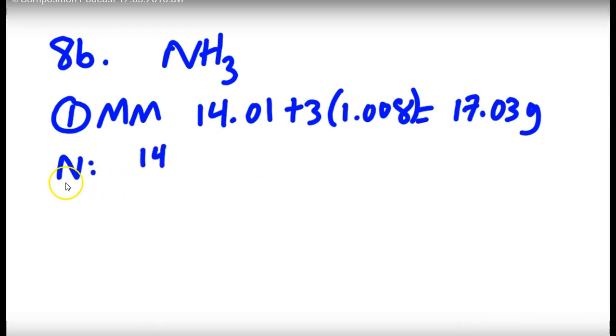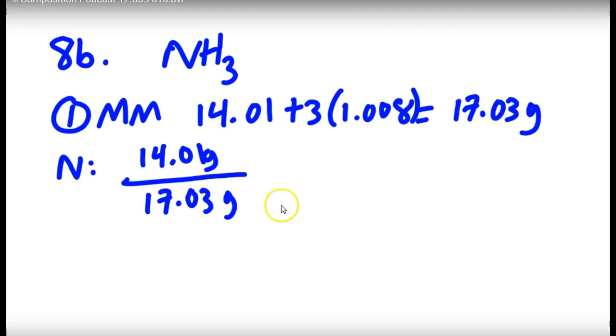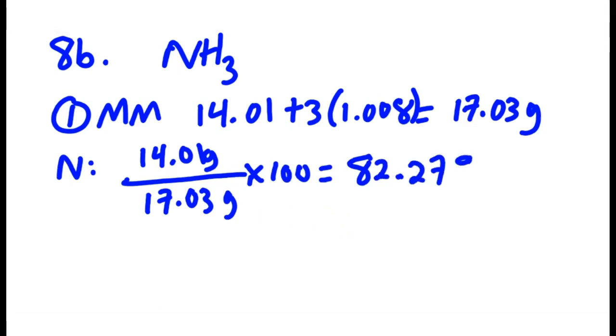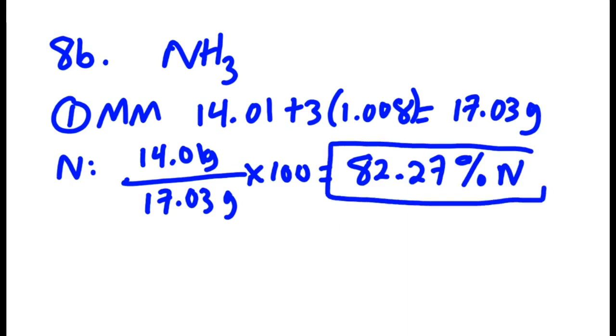So we want to find the mass percent of nitrogen. We just take the mass of nitrogen. There's only one nitrogen, so we use 14.01. And we divide it by that mass we found over here, 17.03, and we multiply by 100. And so the mass percent of nitrogen in ammonia is approximately 82.27%. So ammonia is almost all nitrogen. Now you could figure out the mass percent of hydrogen by subtracting 82.27 from 100.